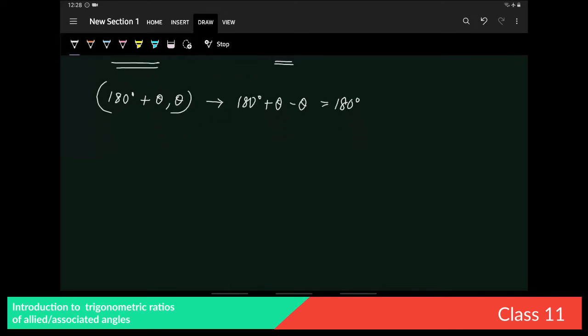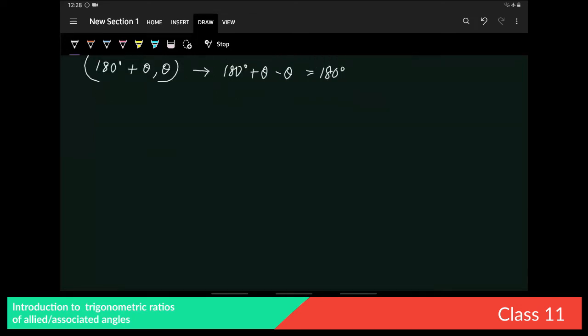Now we come to the sign convention of different trigonometric ratios. That means we know that we have four quadrants, that is first quadrant, second quadrant, third quadrant, and fourth quadrant. So we will be discussing the sign convention, that is, in which quadrant which trigonometric ratios are positive and which are negative. So what the sign convention says, let me just draw the quadrants.